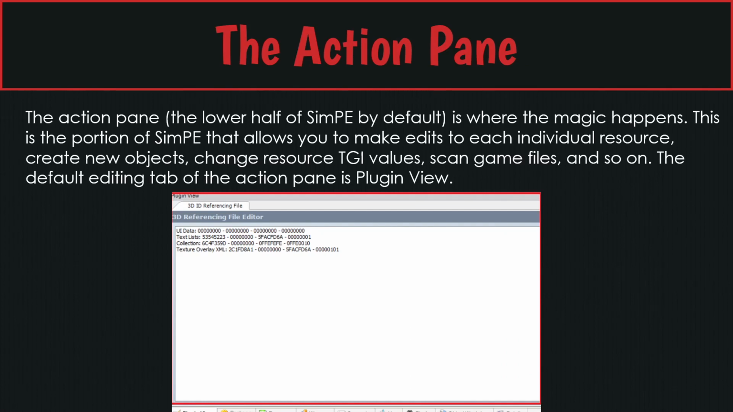The action pane. The action pane is the lower half of SimPE by default, unless you move the panes around and then it might be located somewhere else. But this is where the magic happens. There are several different views within the action pane, but the default is the plug-in view that is specific to each resource. You can also jump over to the resource tab and modify different values, the type, group, and instance values, but we will have a look at that later.